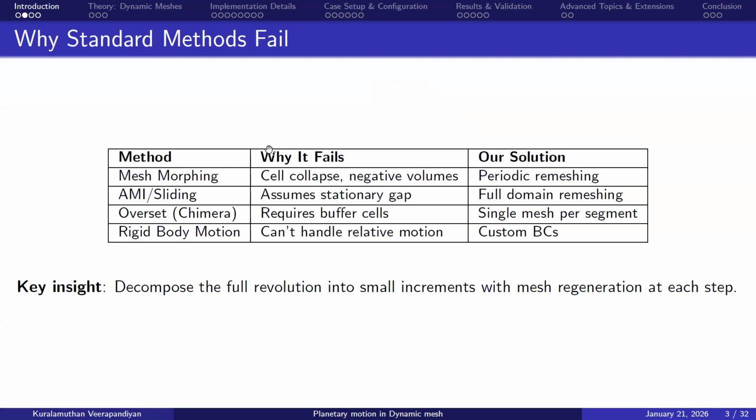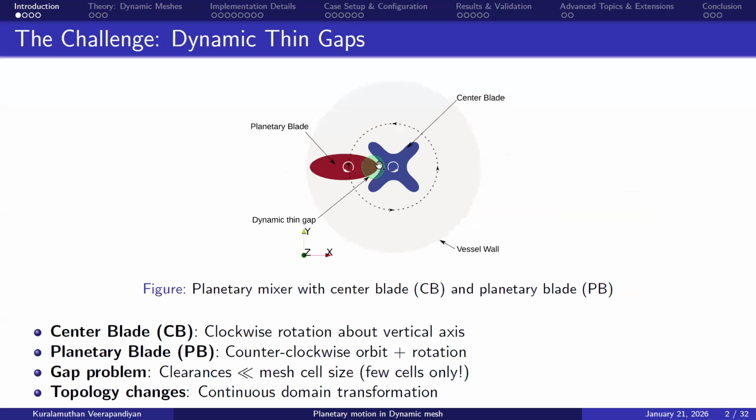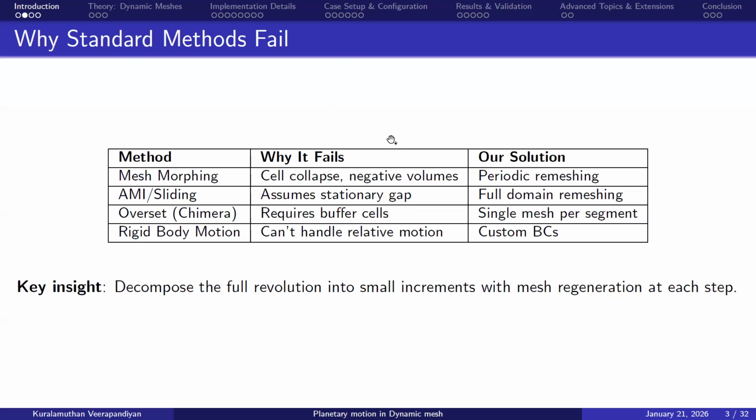So the already available methods such as mesh morphing, AMI sliding, overset, and rigid body motions cannot handle such a complex motion, as they have certain pitfalls in their own implementation, such as cell collapse, negative cell volumes, assuming a stationary gap in the case of sliding or AMI methodology, and overset requires a buffer cell to set the boundaries between the background mesh and the moving mesh, which is not possible in this particular case, as this dynamic thin gap varies as time progresses, and rigid body motion can't handle relative motion between those mixer blades.